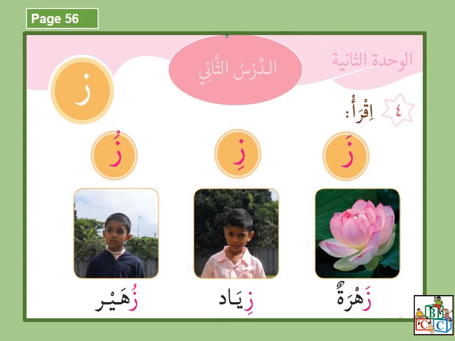The second picture is the name of a boy. It's Ziyad. Repeat, Ziyad. And the Za has a Kasra. The last one, it's another name of a boy. It's Zuhair. Again, Zuhair. So the Za has a Dhamma. Let's do the reading of these words again. Zahratun, Ziyad, and Zuhair.